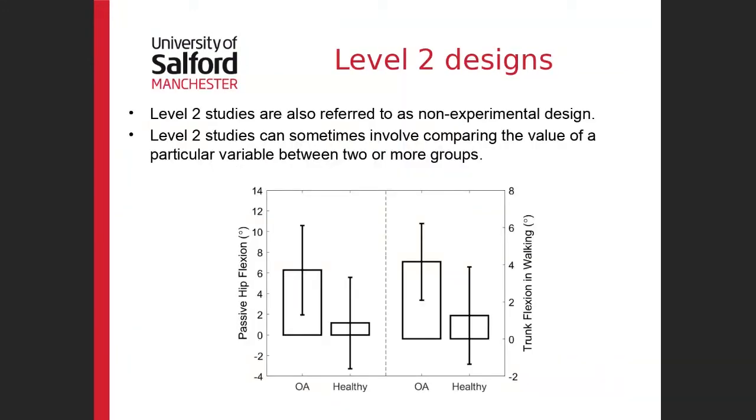This is a study that we've done on people with knee osteoarthritis. What you see in that left-hand graph is a measure of how flexible people are in their hip. We've got the people with knee osteoarthritis, and you can see that they've got lower flexibility. So they've got a higher hip flexion angle.